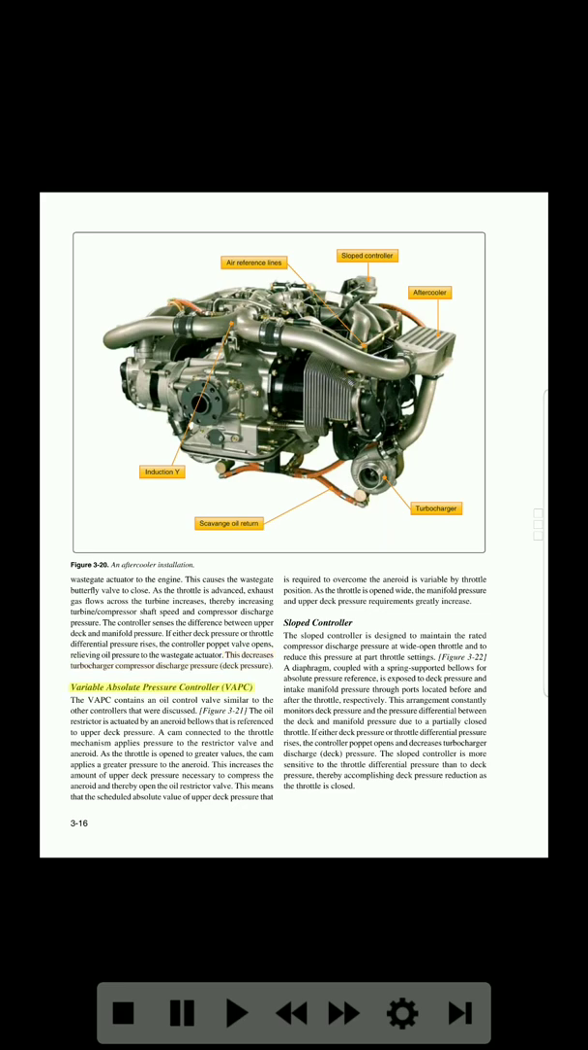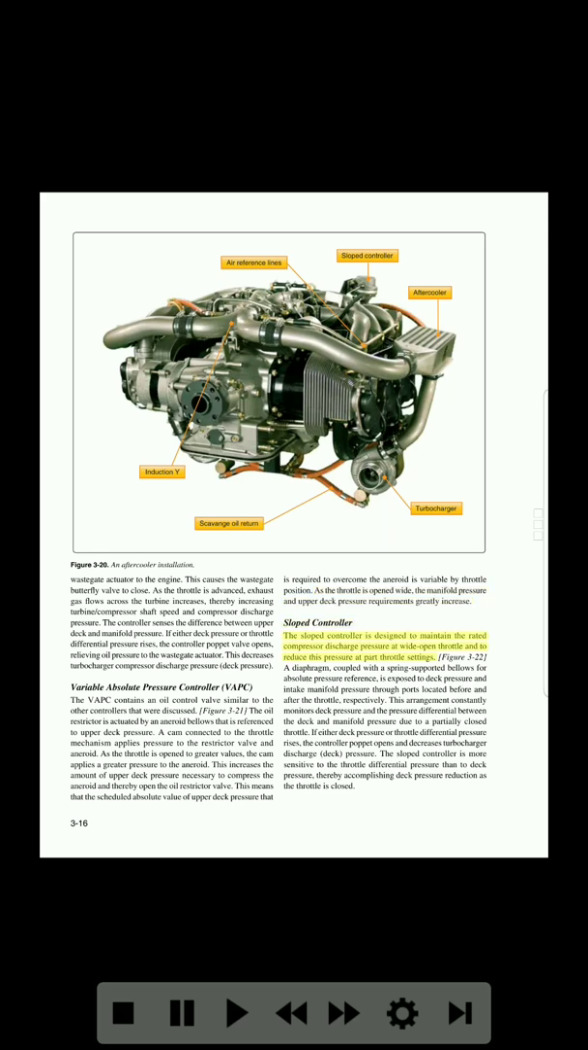Variable absolute pressure controller, VAPC. The VAPC contains an oil control valve similar to the other controllers that were discussed. Figure 3-21. The oil restrictor is actuated by an aneroid bellows that is referenced to upper deck pressure. A cam connected to the throttle mechanism applies pressure to the restrictor valve and an aneroid. As the throttle is opened to greater values, the cam applies a greater pressure to the aneroid. This increases the amount of upper deck pressure necessary to compress the aneroid, and thereby open the oil restrictor valve. This means that the scheduled absolute value of upper deck pressure that is required to overcome the aneroid is variable by throttle position. As the throttle is opened wide, the manifold pressure and upper deck pressure requirements greatly increase.